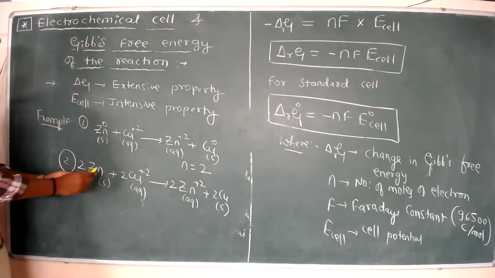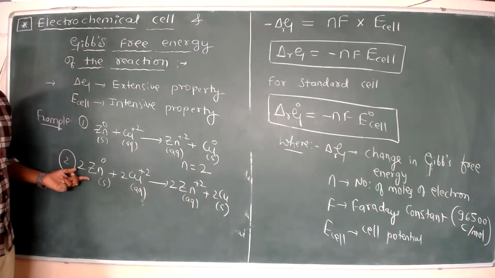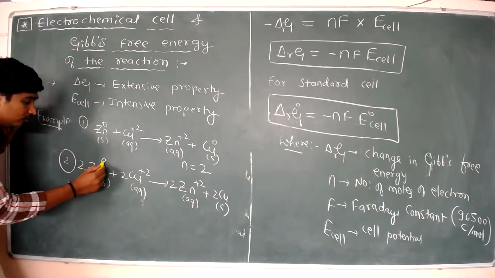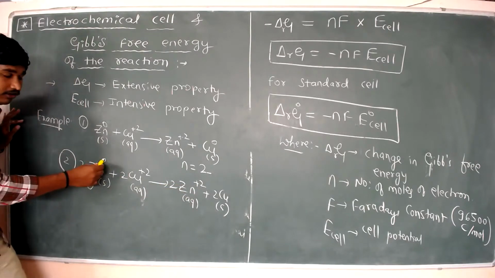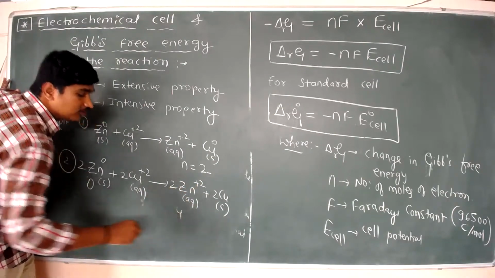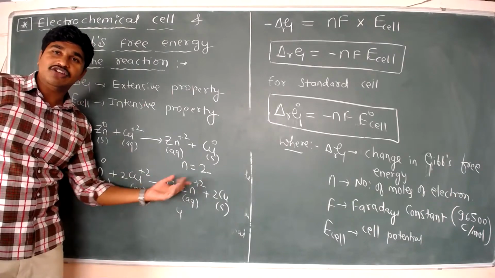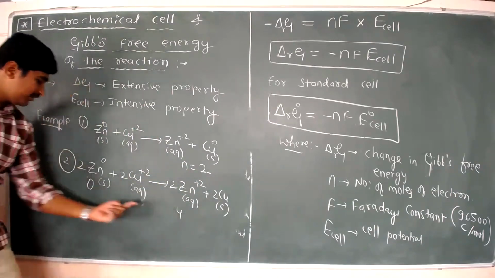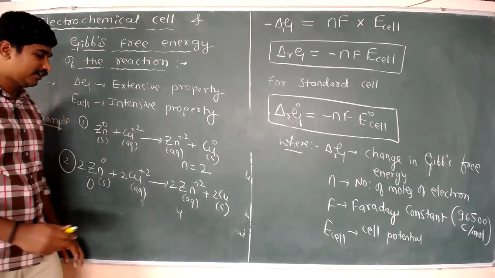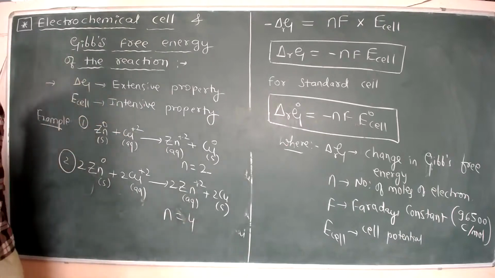Just check here. Here the total charge is 0, here the total charge is plus 2. Again, how many moles of electrons are involved? Just take 2 Zn here. 2 into 0, the total charge is 0. Here 2 into plus 2 means the total charge is plus 4. 1 Zn charge is plus 2, 2 Zn charge is plus 4. Correct? Here 4 is there, here 0 is there. Means how many moles of electrons? 4 moles of electrons are involved in the reaction. That is, here n is equal to 4.